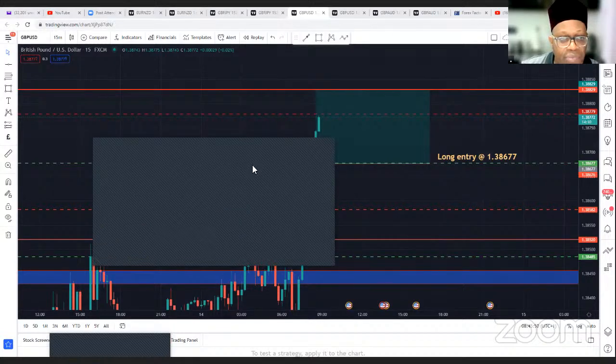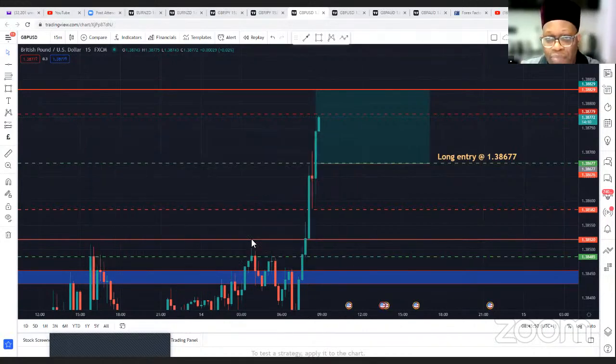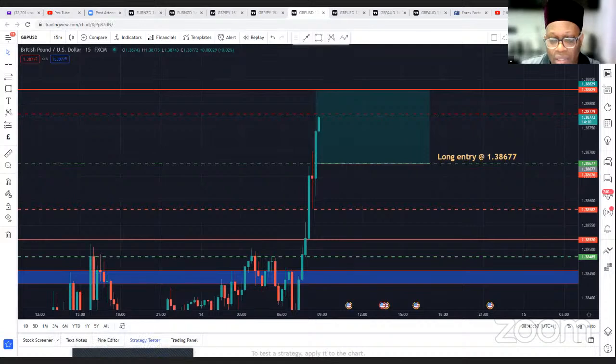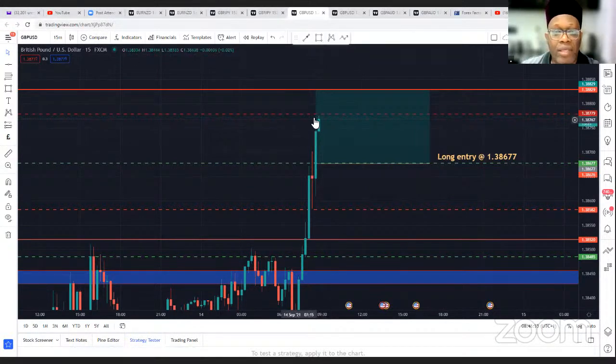I'm taking partial profits, I would say. Okay, so I've taken partial profits. I've moved this to break even. Let me do the same here. So you can see it's gotten to our 10 pips, as it were.